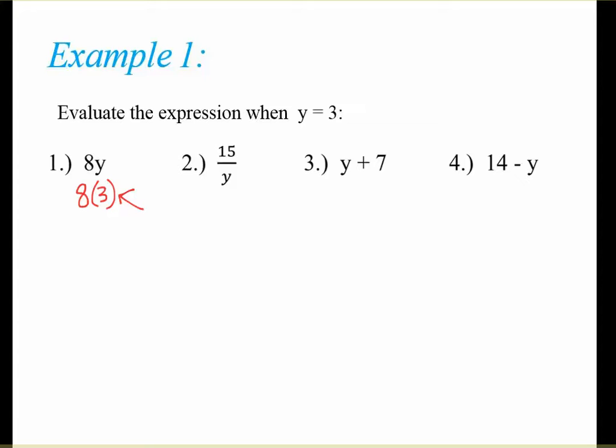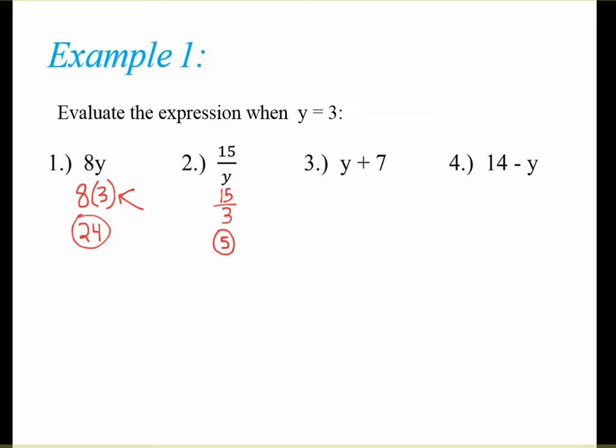All right, 8 times 3 obviously is 24. So I know that you guys all got that one right. All right, 15 over y. That's going to be 15 over 3. And here you don't necessarily need the parentheses because that fraction bar kind of separates the 2 numbers and it protects you. So 15 over 3, that value is 5.